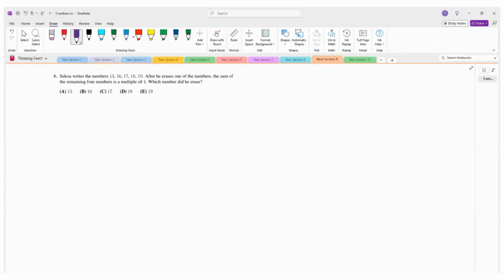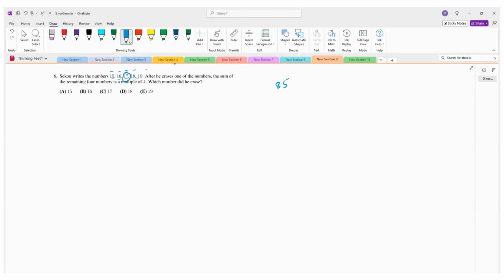Okay, so we have these 5 numbers, and the question says he erases one of the numbers, and the sum of the remaining 4 numbers is a multiple of 4. There could be a few different ways of doing it. One thing we could do is add up. These are sequential numbers, so the average is 17. So 17 times 5, the sum is going to be 85. And then you can potentially manually subtract all the numbers and see which one gives you a multiple of 4.